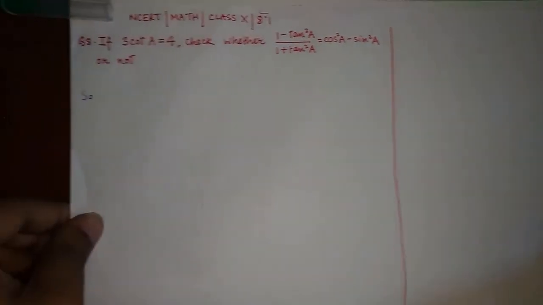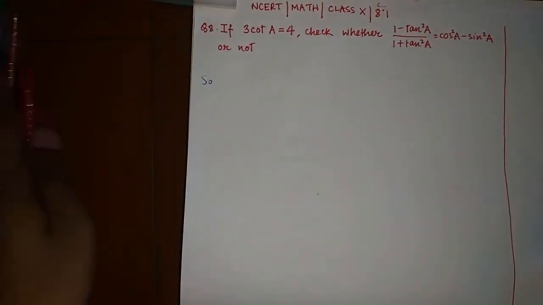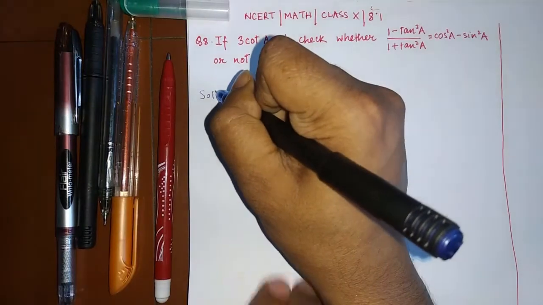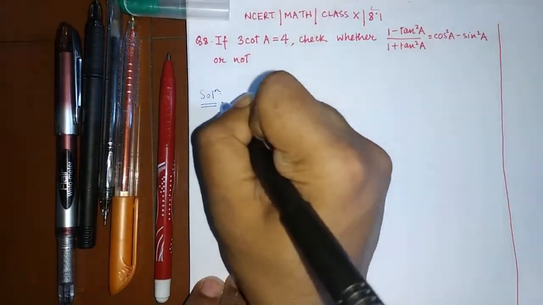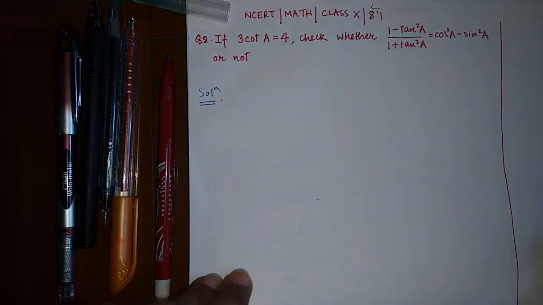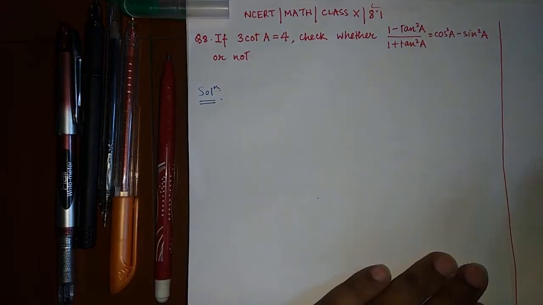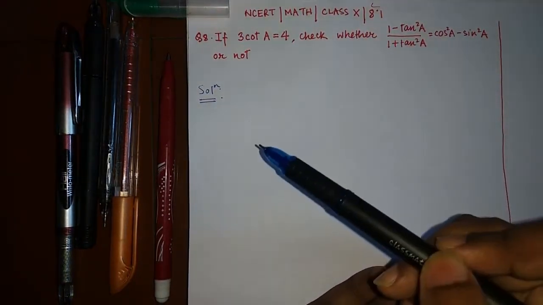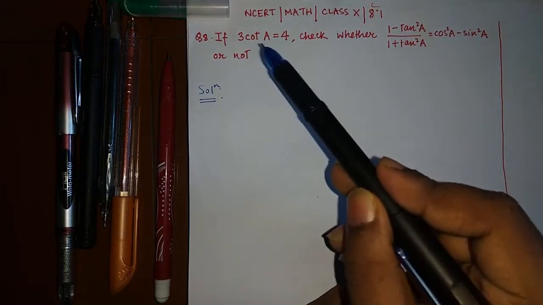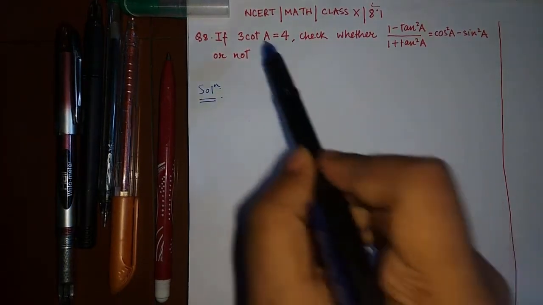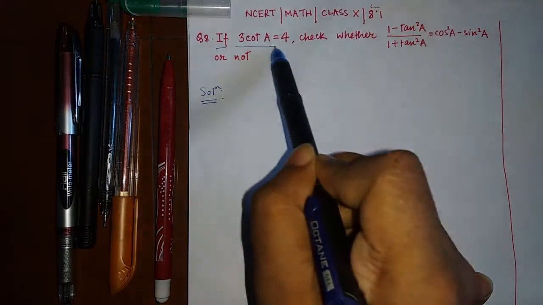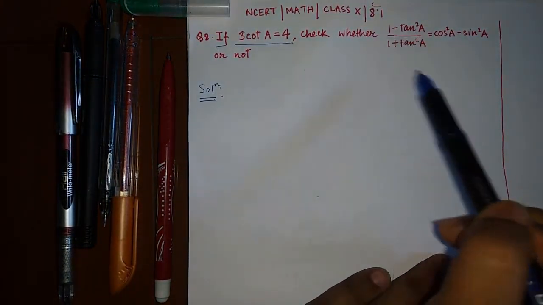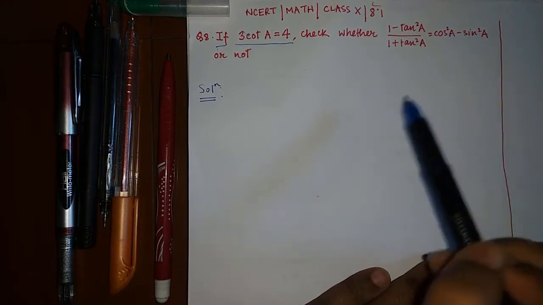Let me shift this to the right so that you can have a better look. First, you need to write the solution on the left hand side at the edge of the page. Then you need to read the question. What's written in the question? If 3 cot A is equal to 4, this is the given statement, and you have to find whether this term is equal to this term or not.